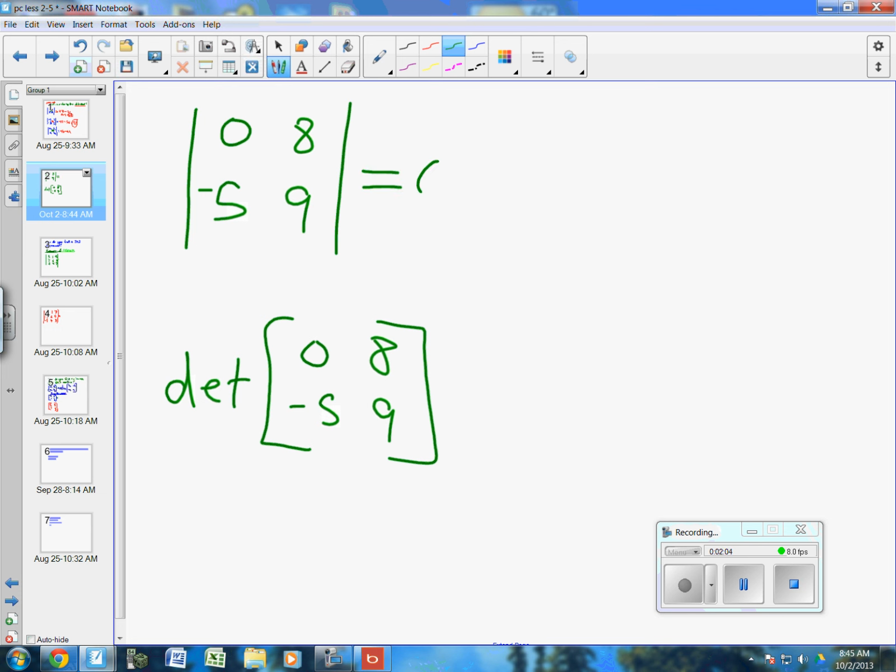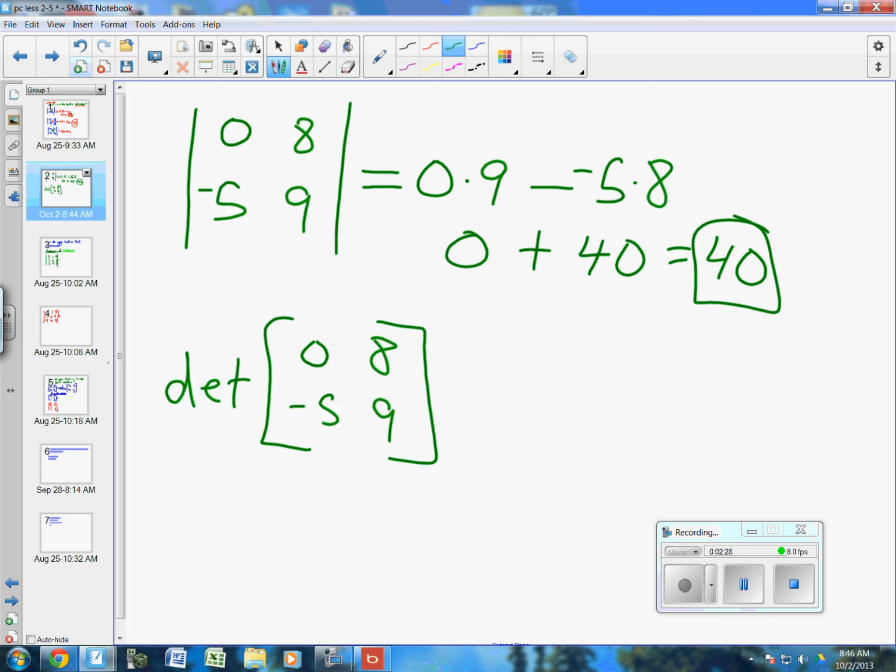0 times 9 minus, right? Negative 5 times 8. Well, if I multiply this out, 0 times 9 is 0. A negative times a negative, or minusing a negative, is the same thing as a positive, right? 5 times 8 is 40. So the answer is 40.